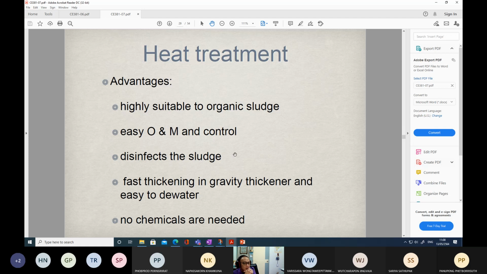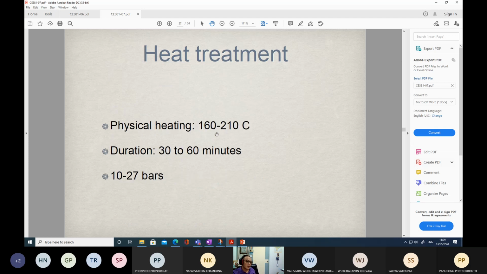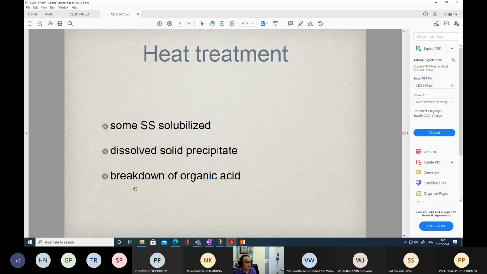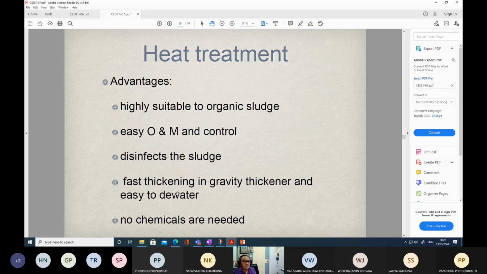It's easy in terms of operations and maintenance. The sludge can be disinfected. This is important. The sludge from wastewater treatment normally contains some pathogens, right? But if we increase the temperature up to these levels with exposure times around 1 hour under this pressure, all the pathogens will die off. Fast thickening in the gravity thickener, easy to dewater, no chemicals are needed. So if you select this process, there is no need to add any chemicals.